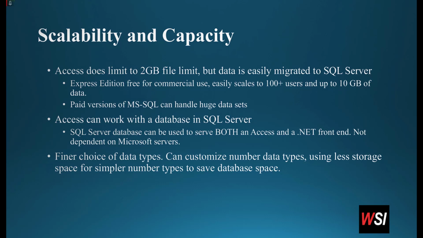One minor thing, but very important, is that you have a finer choice of data types. If you're going to have a column in Access that's a numerical column, well, that column can be a byte, which takes up only 1 byte of data. It can be a long integer, which takes up 4 bytes of data. You can have currency, money, single, double.